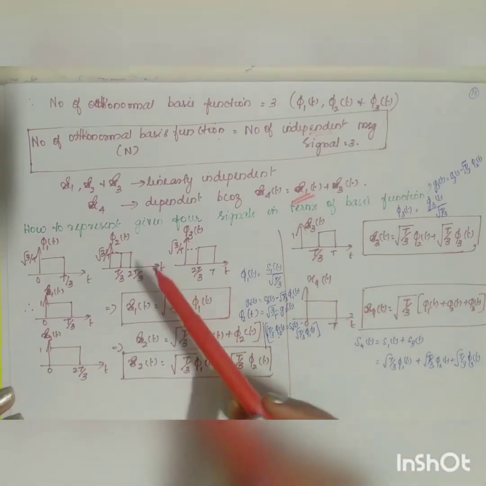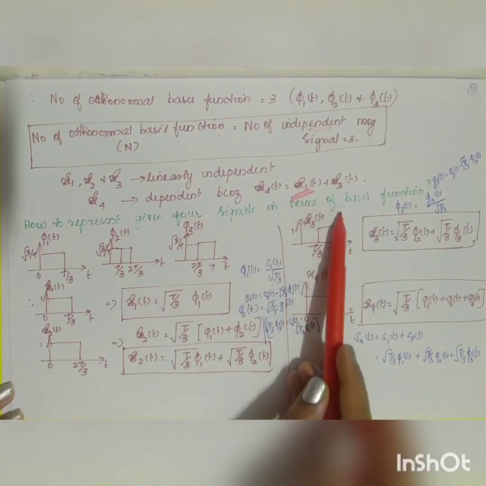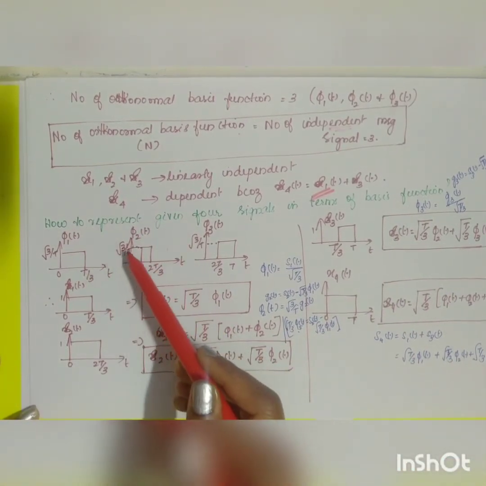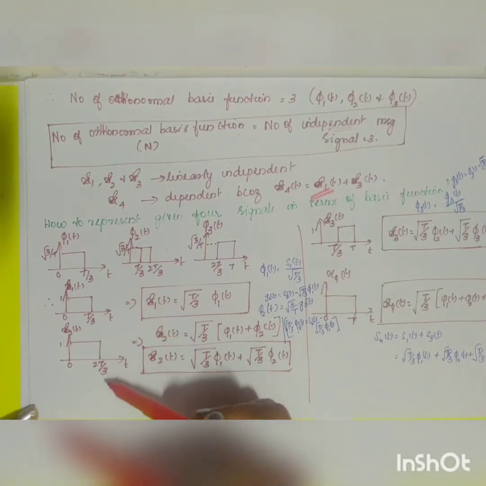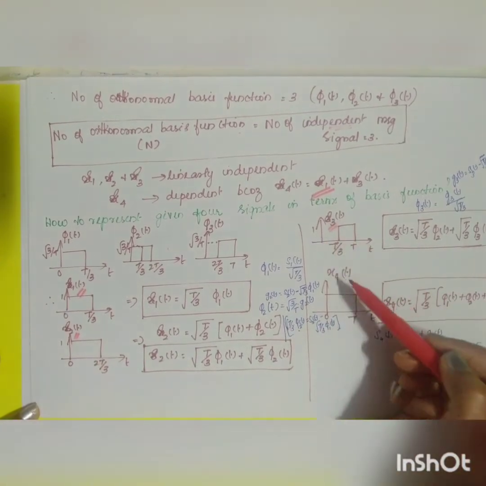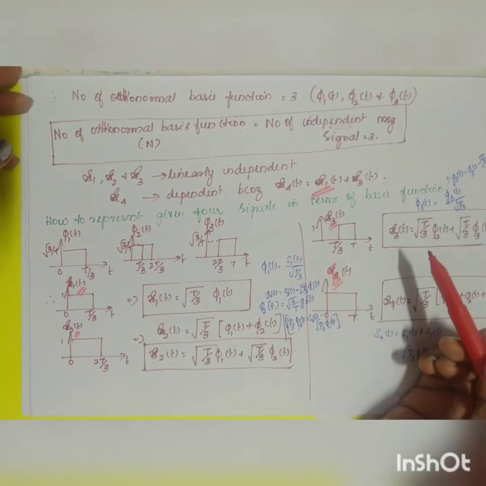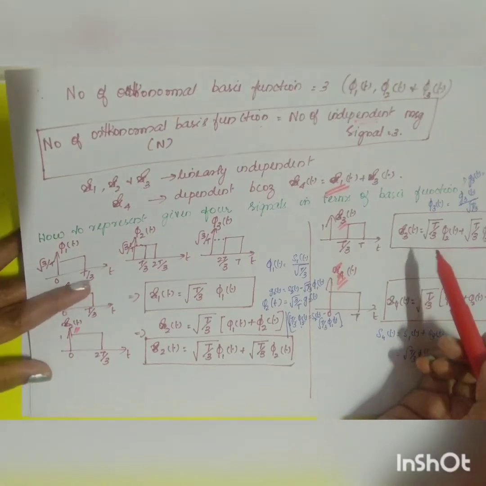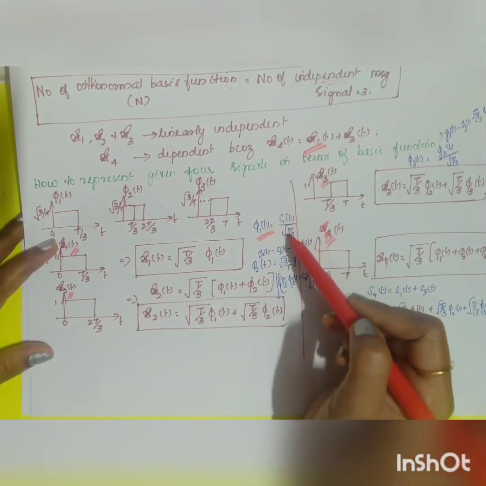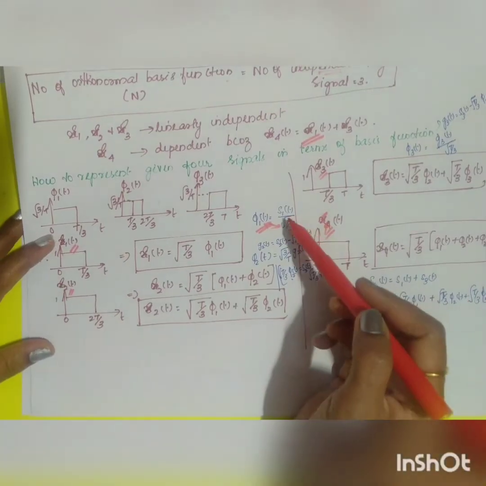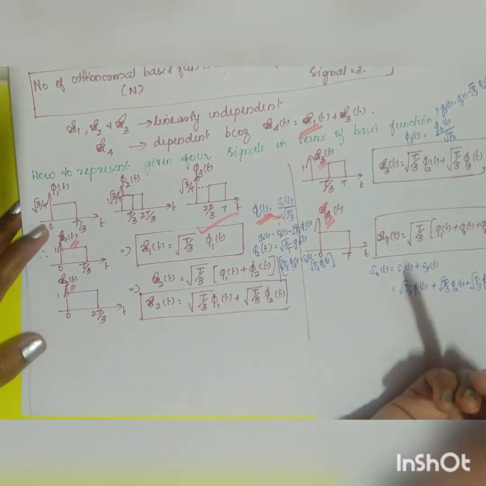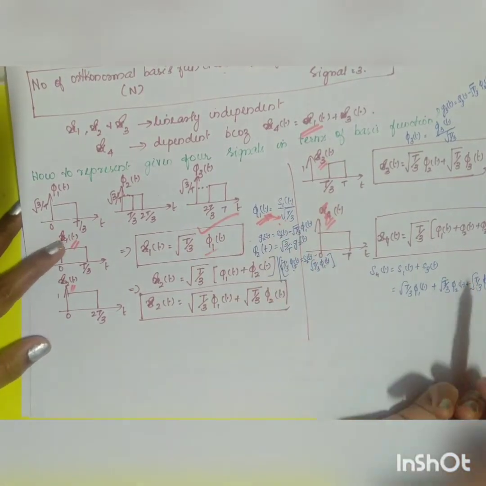Now suppose the question is asked how to represent the given four signals in terms of basis functions, then you can go for this procedure. So you have four signals, right? S1 of t, S2 of t, S3 of t and S4 of t. Okay, so this is your S1, S2, S3 and S4 of t. So if I want to represent S1 of t in terms of basis functions, you have got the equation phi 1 of t is equal to S1 of t into root 3 by T. Just cross multiply this together. So S1 of t is equal to phi 1 of t into root T by 3. So this is your first signal in terms of your orthonormal basis function.